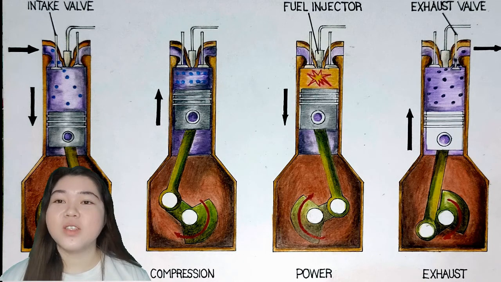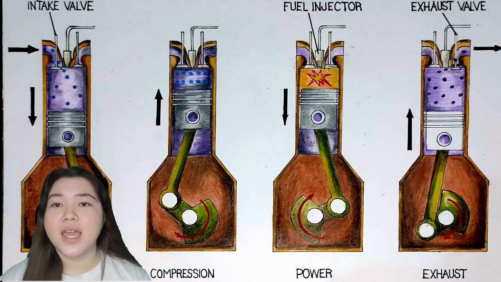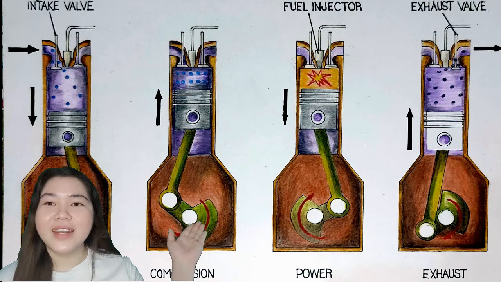So the second stroke is the compression. At this time, both intake and exhaust valves are now closed and the piston starts compressing the air charge inside the cylinder as it moves upward in order to make the air more dense. I will show you the illustration right here.